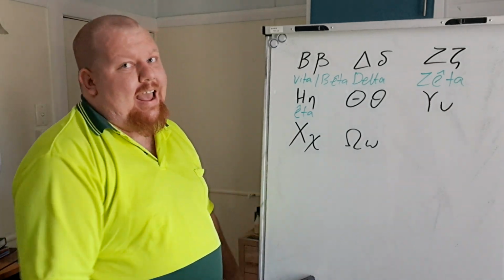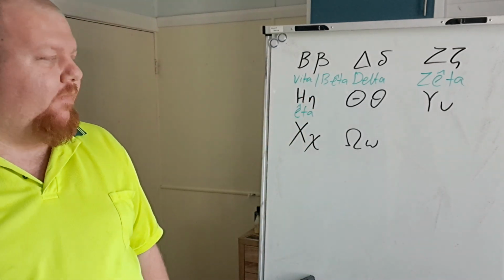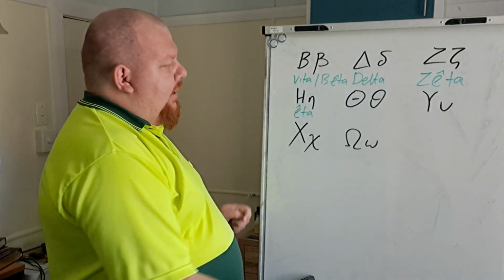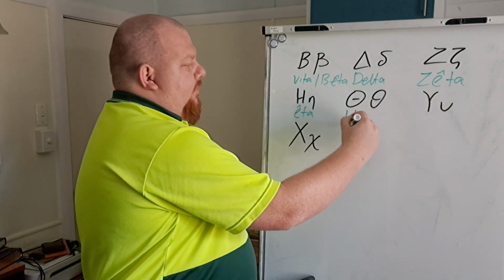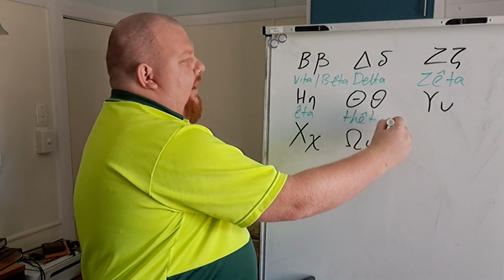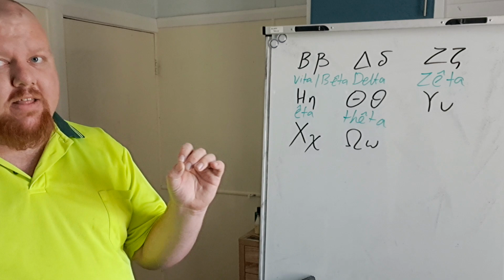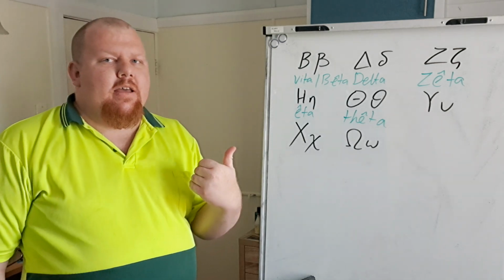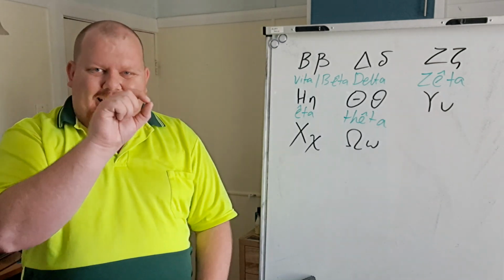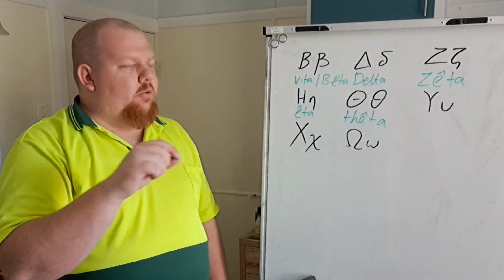But I pronounce it air if I was using the Erasmian air. Then you have theta. So once again, just like zeta, there's no difference apart from the name of the letter. Okay, so you have, instead of saying theta, that E sound in the middle, you'd say theta.